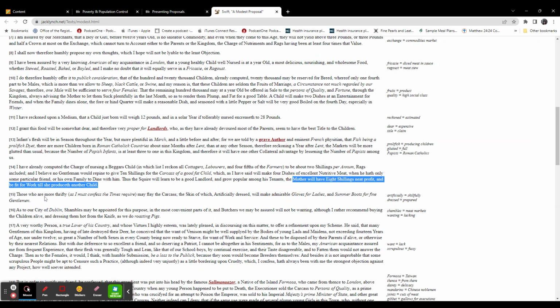Those who are more thrifty, as I must confess the times require, may flay the carcass, the skin of which, artificially dressed, will make admirable gloves for ladies and summer boots for fine gentlemen.